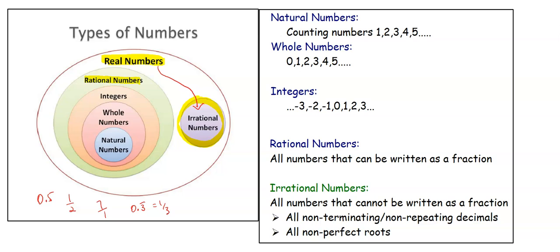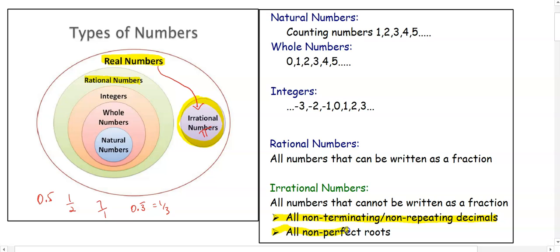So how do we know which numbers cannot be written as a fraction? There are two main ideas that will help us. Number one, if your decimal is non-repeating and non-terminating, such as pi. Pi is an irrational number. Its decimal goes on forever and does not have a repeating pattern.